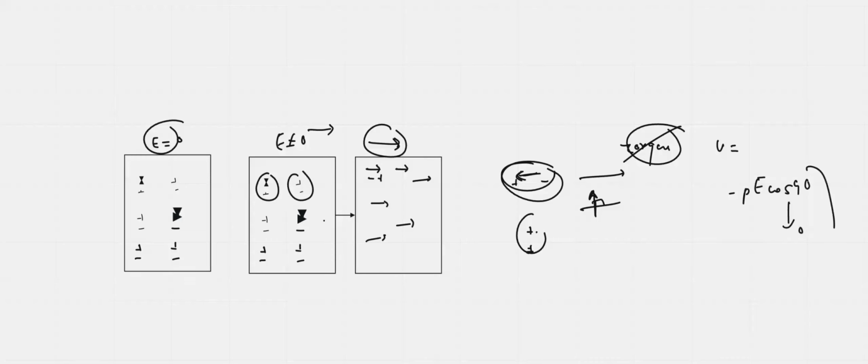But what if you align yourself with the electric field? If you do so, this angle is zero, and cos 0 comes out as one. Whatever the value is, it is negative. You have lesser potential energy. Understood this point?